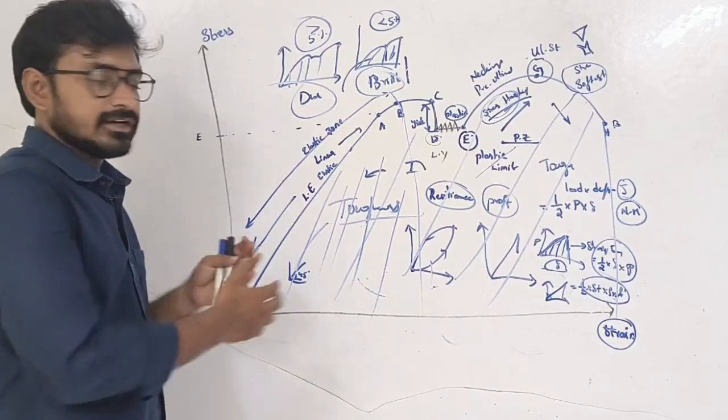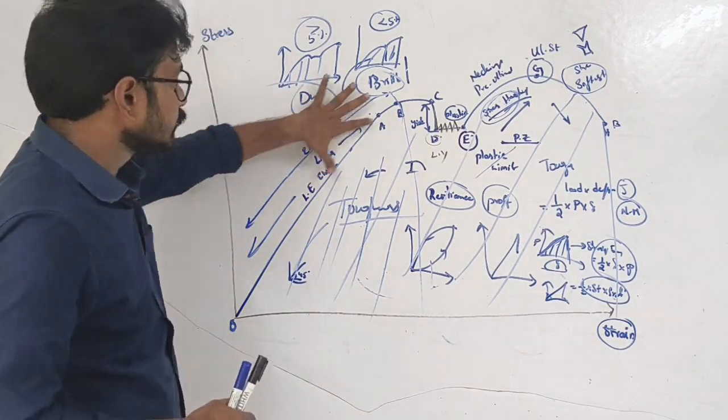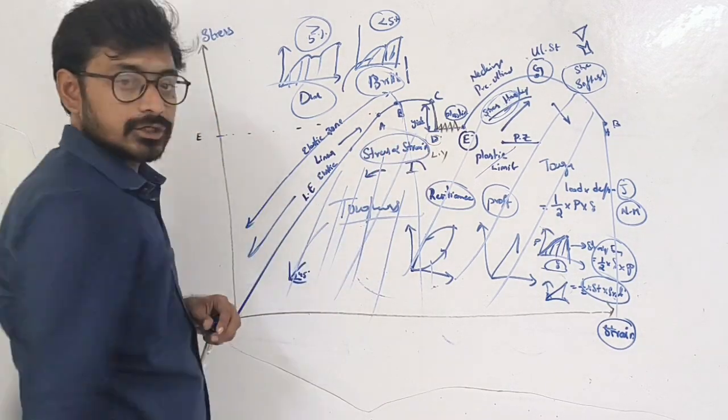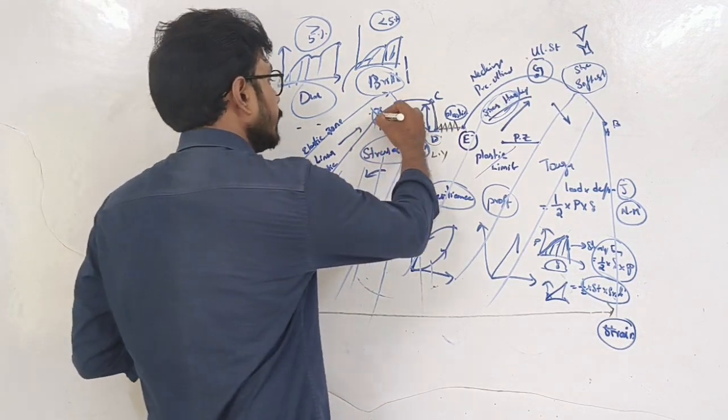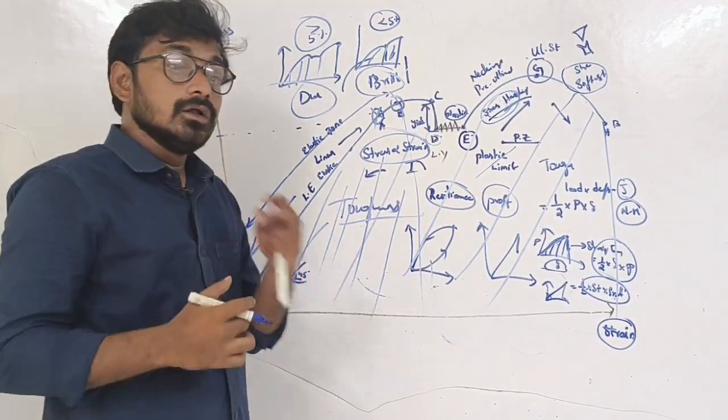So let us summarize everything. The linear elastic zone is nothing but 0 to A. From here to here, Hooke's law is valid. Stress is directly proportional to strain, up to the limit of proportionality. After B is our elastic limit. After reaching the limit of proportionality, the material will go to the elastic limit.